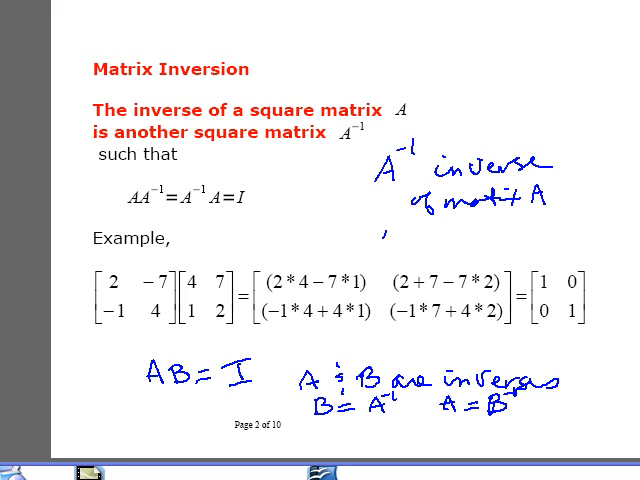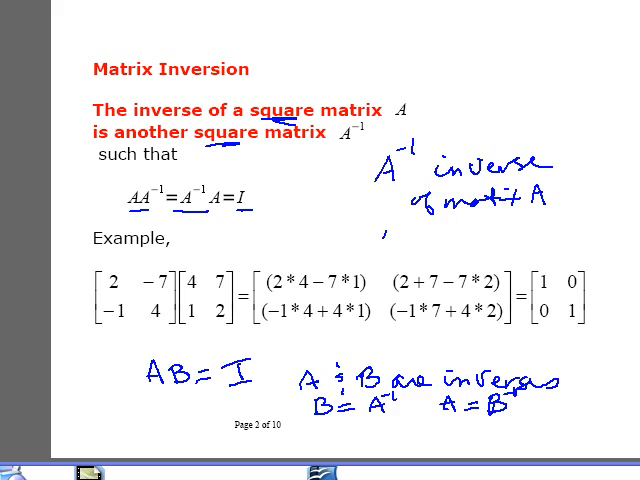Okay, this is matrix A. And you can multiply these in any order. These are square matrices. Remember, they're always square matrices, so you can multiply them in any order. And when you do multiply them in either order, you get the identity matrix I. Remember, the identity matrix is a diagonal matrix with only ones down the diagonal, zeros elsewhere.